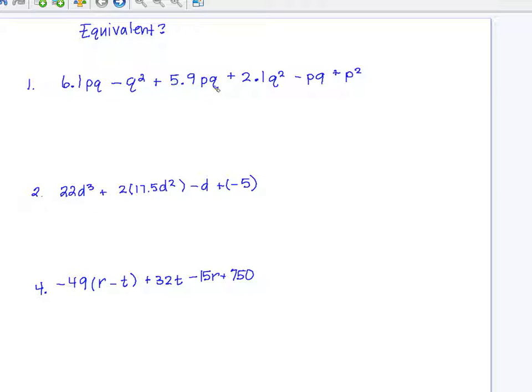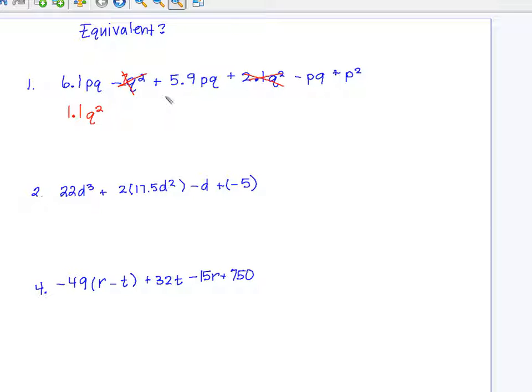So let's start with our q squares. We have 21q squared plus another p squared. Oh, I'm sorry. Let's start with q. So we have a negative 1q squared plus 2.1q squared. This is like saying a 1. So a negative 1 plus a 2.1 is giving me a 1.1 q squared.